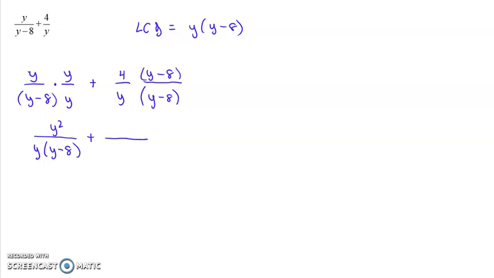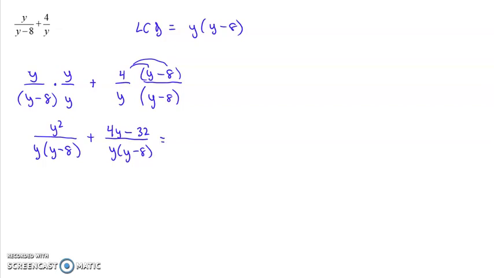I'll do the same thing for the second fraction. I'll leave the denominator as the two factors, and on top, I'm going to go ahead and multiply this one out. This is going to give us 4 times y, and 4 times negative 8, which would be a negative 32.